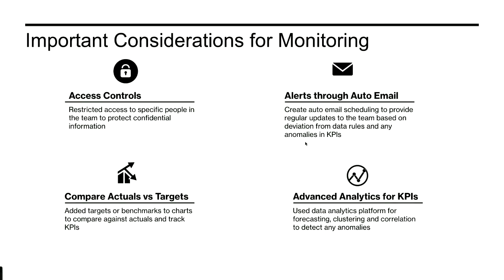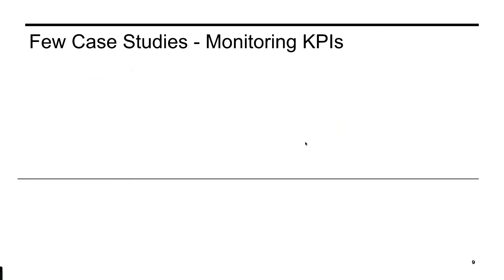And apart from setting up automation, you should think about access controls if you're working with sensitive data, especially in healthcare and a few other industries. Generate auto emails so that no one has to go to dashboards, I feel. If it's emails, people will pay more attention. Also actively compare actuals versus targets, or look at advanced analytics. These are some of the other things that you can do.